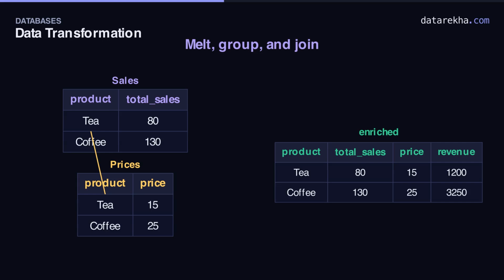And now that price sits beside sales, we can even compute revenue. 80 times 15 is 1200. 130 times 25 is 3250. Richer data, ready to analyze.